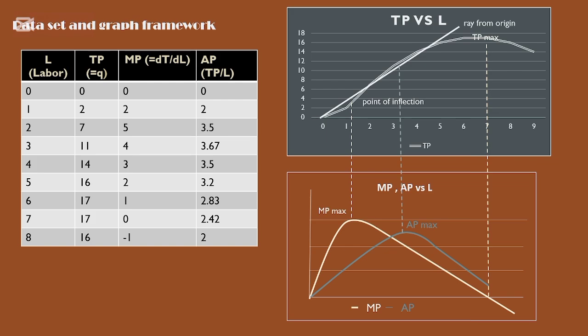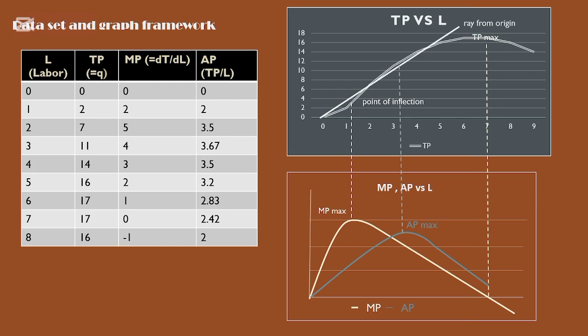Now let's move on to the graphs of marginal product and average product versus labor. At first, let's talk about the graph of marginal product and labor. The marginal product starts rising at low labor because adding an extra worker increases output a lot. They can do specialization, teamwork, and make better use of machines. So marginal product rises initially. Then the marginal product reaches a maximum at the point of inflection of the total product curve. Here, each worker contributes the most. Then the marginal product curve declines.